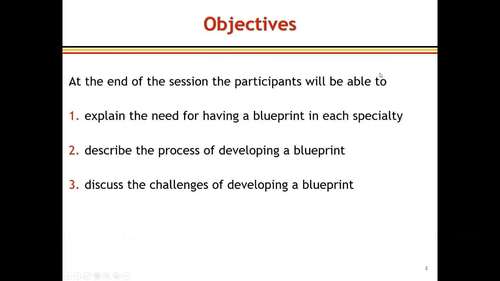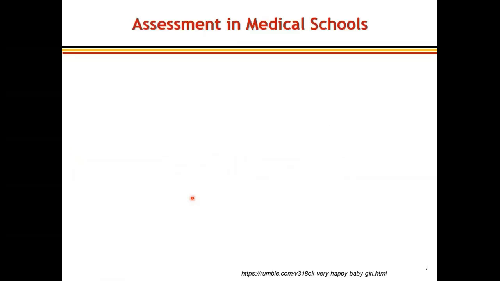So the objectives today are as follows. We'll be talking about the need of having a blueprint in each specialty, describe the process of developing a blueprint, and discuss the challenges of developing a blueprint. So the objectives are quite simple. We'll talk about three important things in blueprinting today. The first one being need for having a blueprint in each specialty, the process of developing a blueprint, and the challenges associated with it.